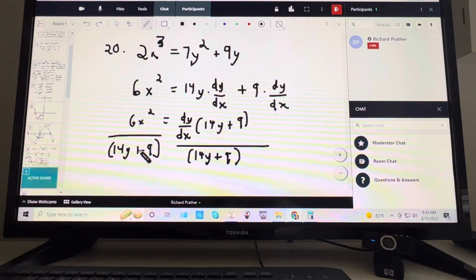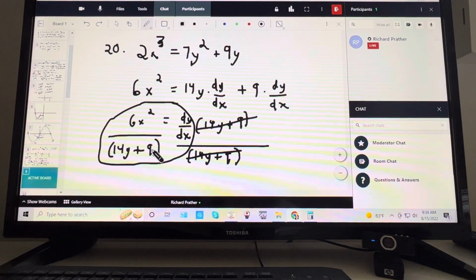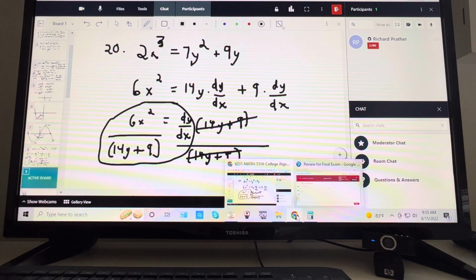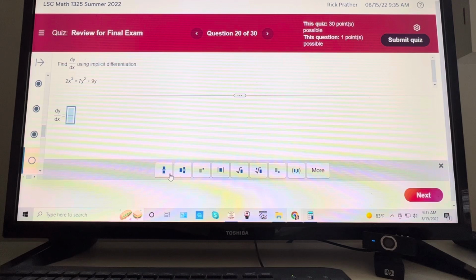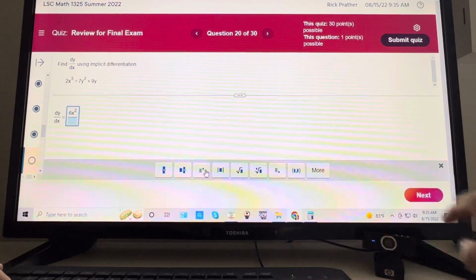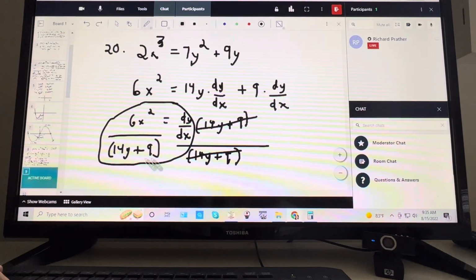This fraction will have x's and y's in it. So dy over dx equals this. Or we could later multiply both sides by dx as well. And that's kind of getting you ready for integrals, antiderivatives, where one side's all about y and the other side's all about x. But here they actually want dy over dx, so we don't multiply both sides by dx. See, dy over dx equals, so the top of the fraction was 6x squared, and the denominator was 14y plus 9.